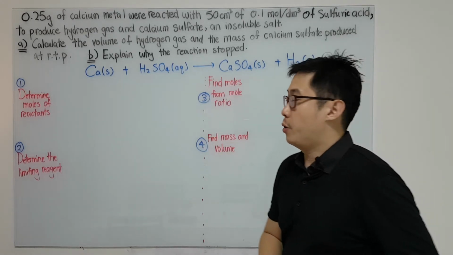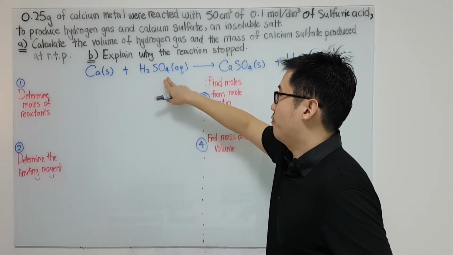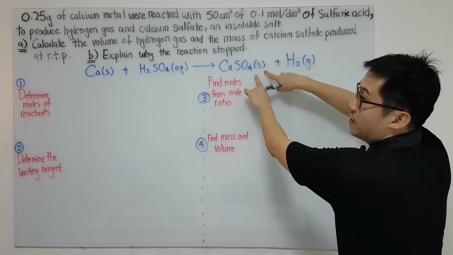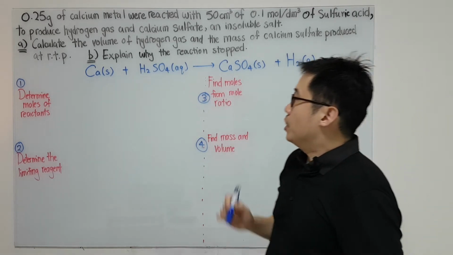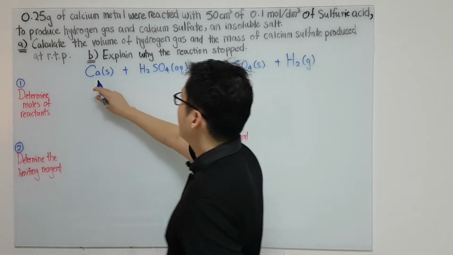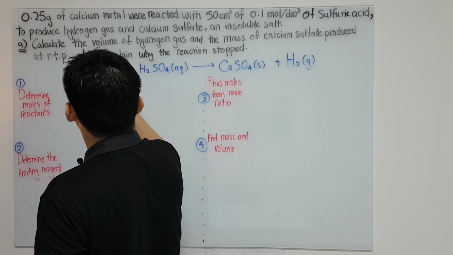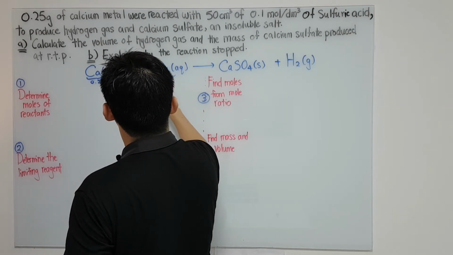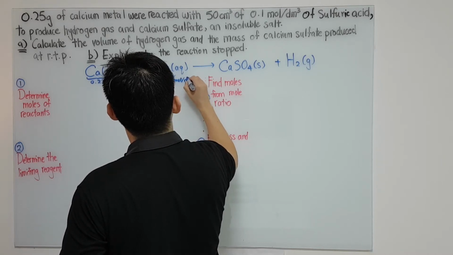Now, first we have to write the equation. The equation is as such: calcium metal, solid state, reacting with aqueous sulfuric acid. It produces calcium sulfate, and because it's an insoluble salt, we leave it as solid state. Next, we have hydrogen gas. Now, in order to solve this question, we need to first determine the moles of reactants. Your calcium is 0.25 grams, and your sulfuric acid is 50 cm³ of 0.1 moles per dm³.